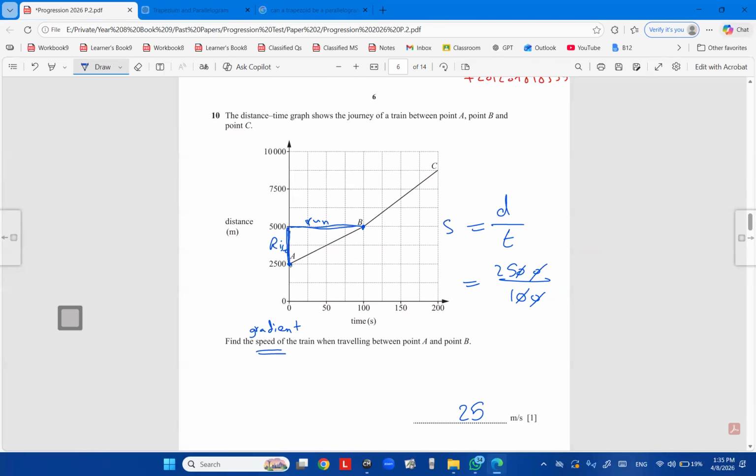Going up from one stable point to another stable point, rise over run, 2,500 divided by 100 is going to give you 25 meters per second.